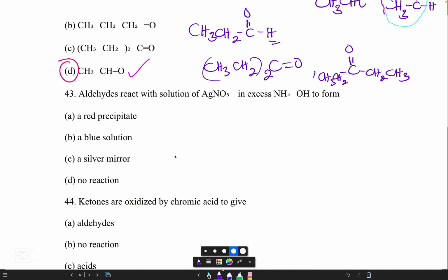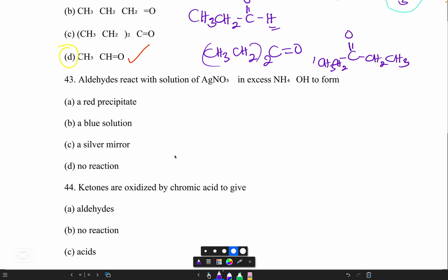The next one says, how do I react with a solution of silver nitrate in excess ammonium hydroxide to form? Now, an ammoniacal solution of silver nitrate, when it reacts with an aldehyde, forms a silver mirror. They form what, my dear student? A silver mirror. So the correct answer is option C. An ammoniacal solution of silver nitrate with an aldehyde forms a silver mirror.